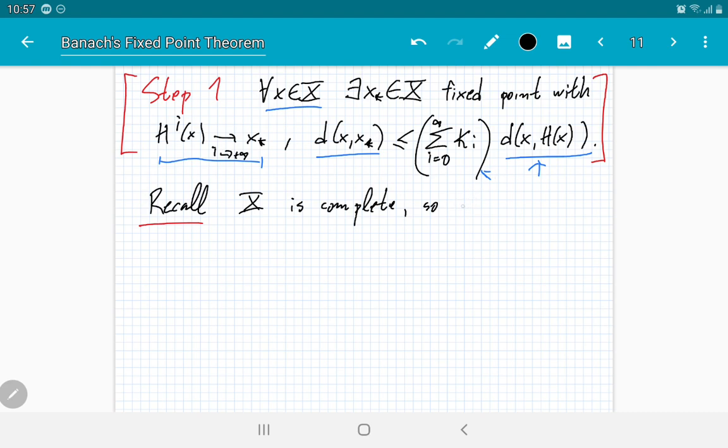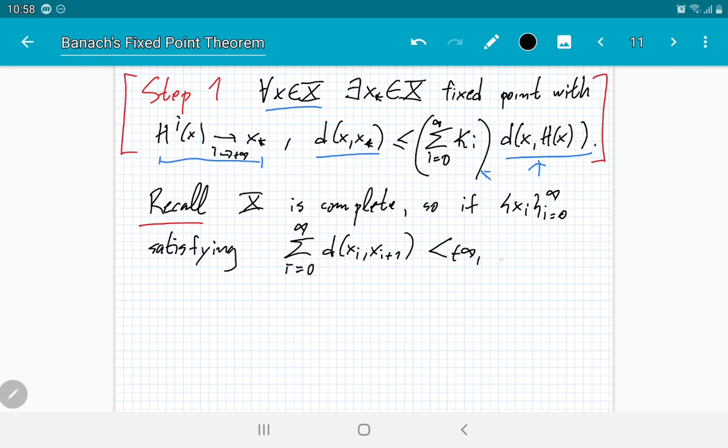So if I have a sequence of points, maybe indexed from 0 to infinity, satisfying that the sum of the distance between successive terms, if this sum is finite, then x sub i converges to some x, well, I'm going to call it x star for reasons that are going to be clear. And moreover, I have the following.